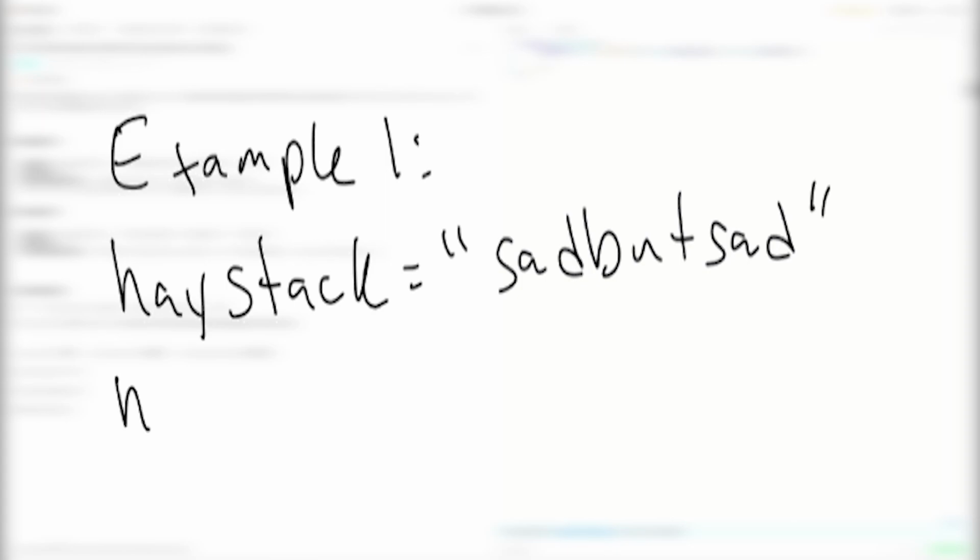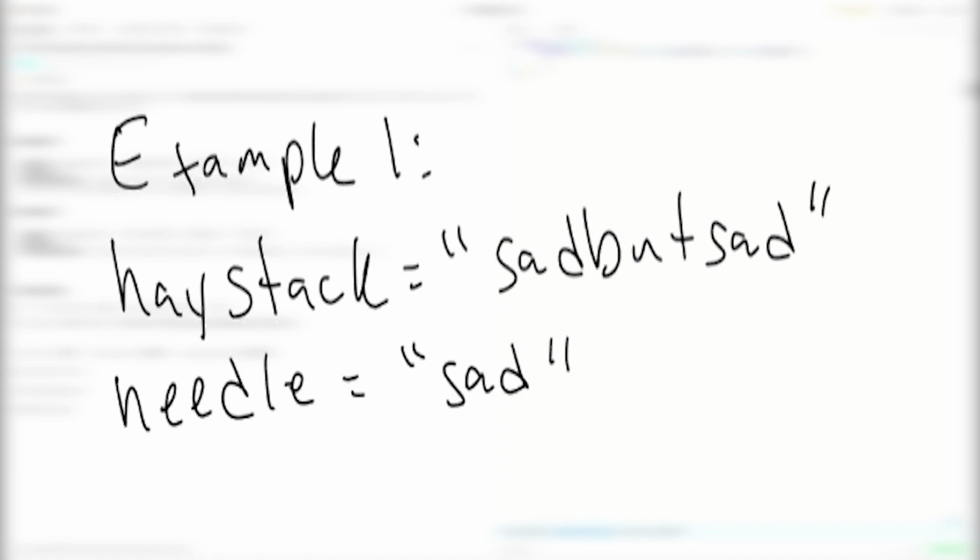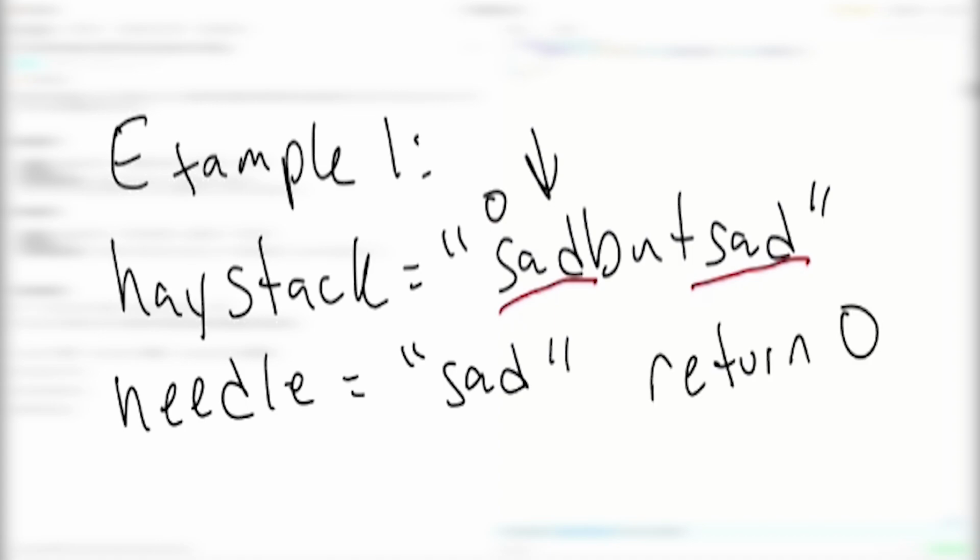So for our example number 1, we're going to be given a haystack of sad but sad, and we're going to be given a needle of sad. So inside of haystack we're going to be looking for the word sad, and if we actually take a look, we'll see the word sad right here, we'll see the word sad right here. Now it wants the first instance, so it'll be this one, and this one starts at index 0, so we'd return 0 here, and that would be that one. Let's go take a look at the second example.